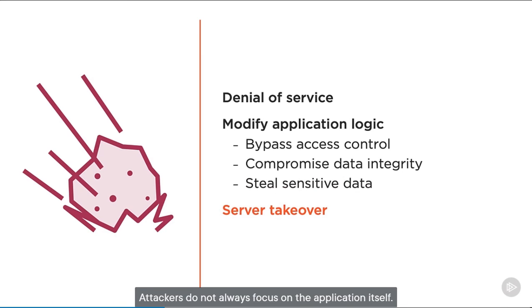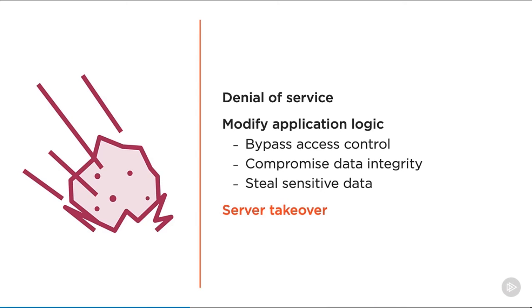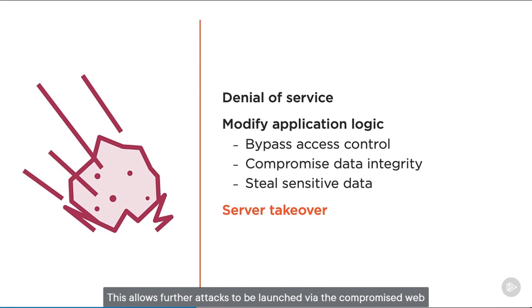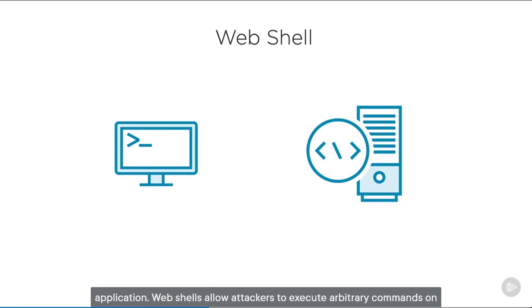Attackers do not always focus on the application itself. Remote code execution vulnerabilities are often used to establish initial access to the infrastructure. This allows further attacks to be launched via the compromised web application. Web shells allow attackers to execute arbitrary commands on the system that runs the compromised web application.